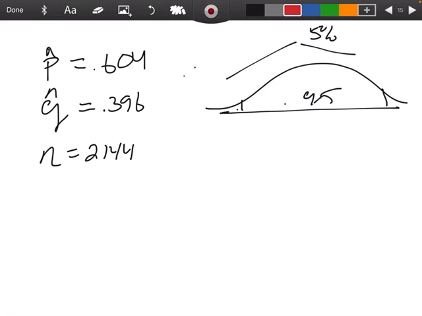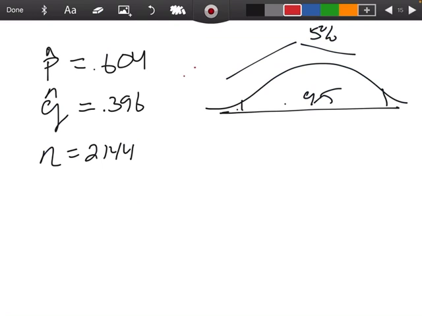Now, remember, the way I'm going to find my confidence interval is I'm going to take p-hat minus the error, and p-hat plus the error. So in our case, p-hat was 0.604 and the error is 0.021. So 0.604 minus 0.021 is 0.583, and then let's do it again, but with a plus now, 0.625. So we have 0.583 and 0.625. Now we've found the confidence intervals for both of them.